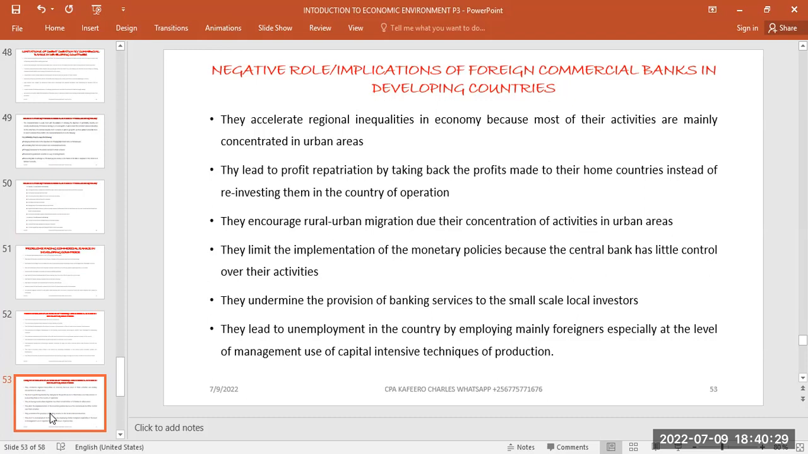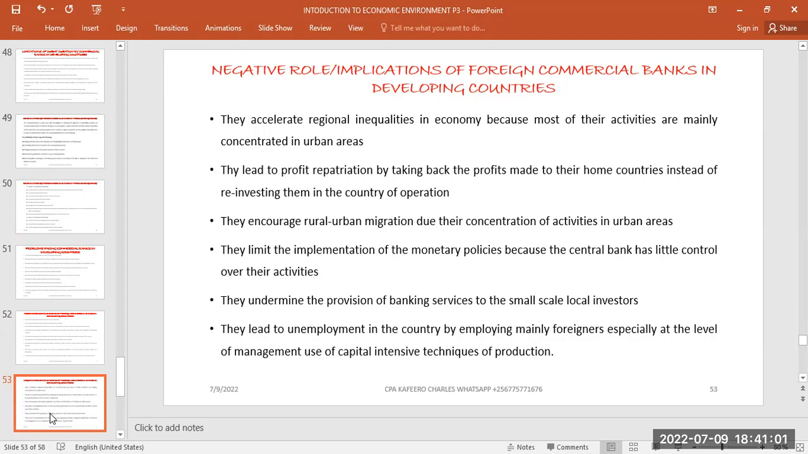Then the second last, we can talk about they undermine the provision of banking services to smaller local investors. Of course, when they come in, they just want to get those big fish, big deals. The companies which are already developed are the ones they give to, because they are sure that they will be getting their money very fast rather than developing these local investors.